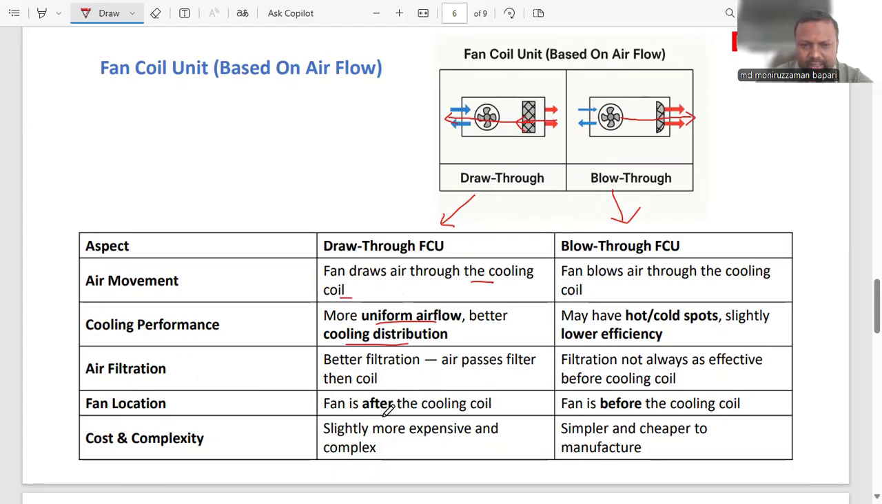Fan location: in draw through, the fan is after the cooling coil. In blow through, the fan is before the cooling coil.